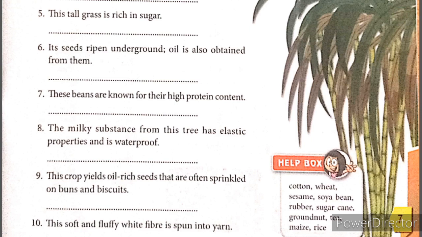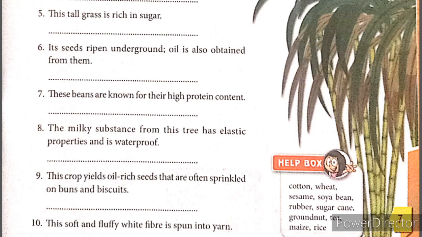This crop yields some oil rich seeds that are often sprinkled on buns and biscuits. So what is the answer? Sesame seeds. You can write the answer sesame. It is there in your options, option number 3, that is sesame. This soft and fluffy white fiber is spun into yarn. What? This white color, the fluffy type fiber, what is it called? Cotton. What are we calling it? Cotton. Okay. I hope you understood.